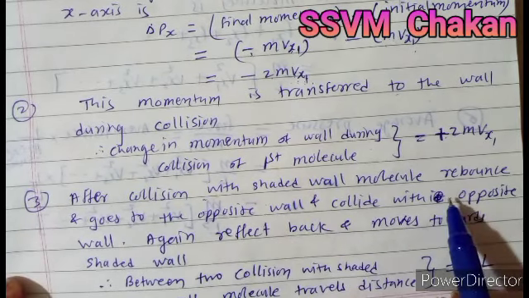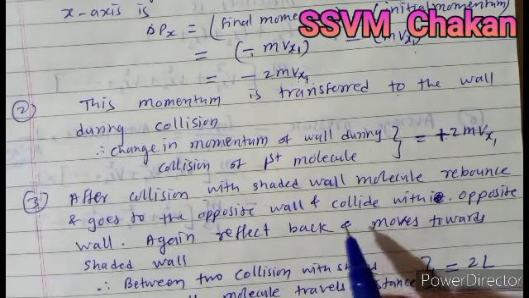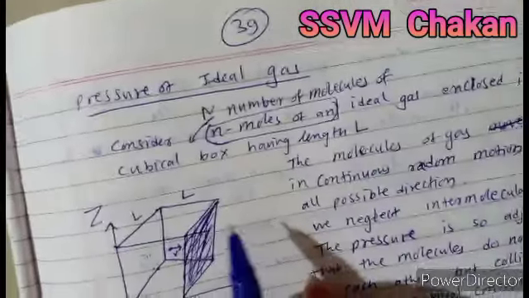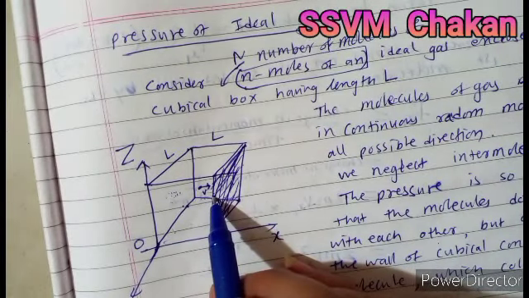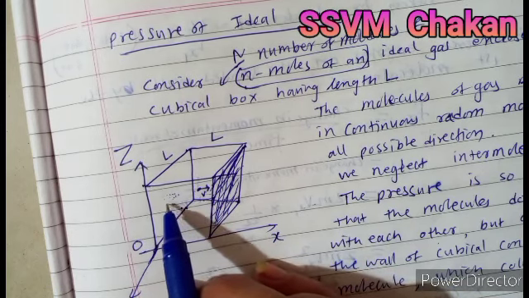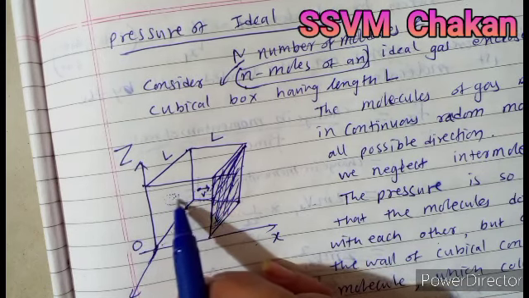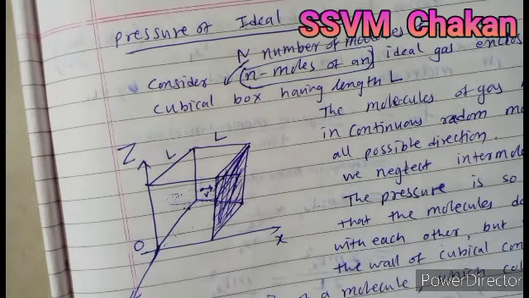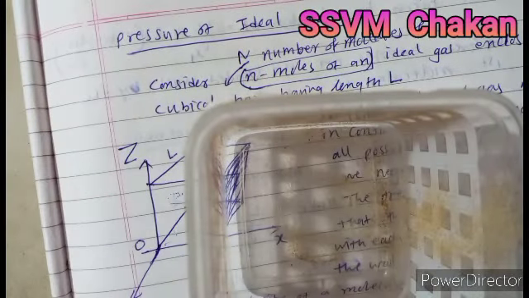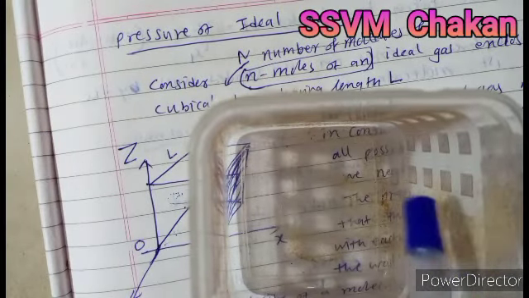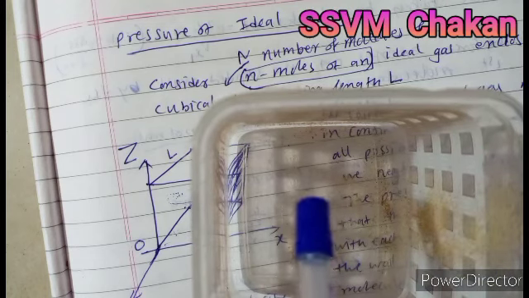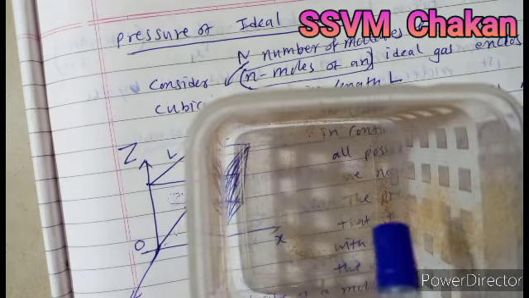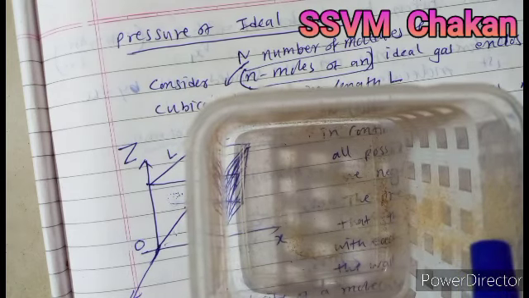After collision with the shaded wall, the molecule rebounds, goes to the opposite wall, collides with it, and again reflects back and moves towards the shaded region. That may be shown in this cubical figure also. Initially the molecule collides over this wall. After collision it rebounds, goes back, collides over the opposite wall, and again comes back and collides with the first shaded wall.